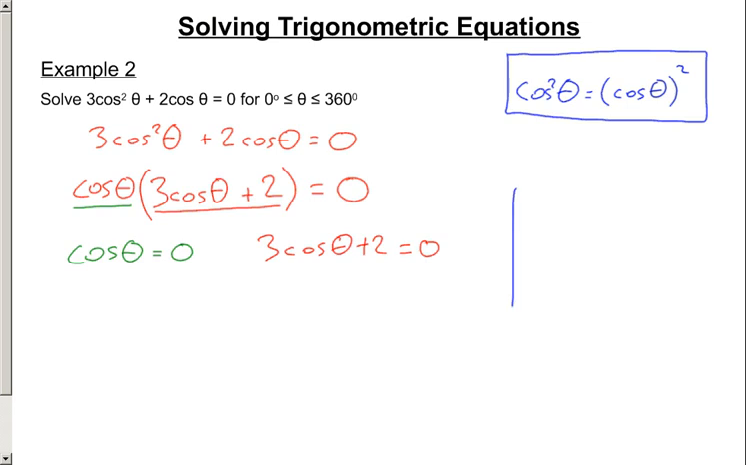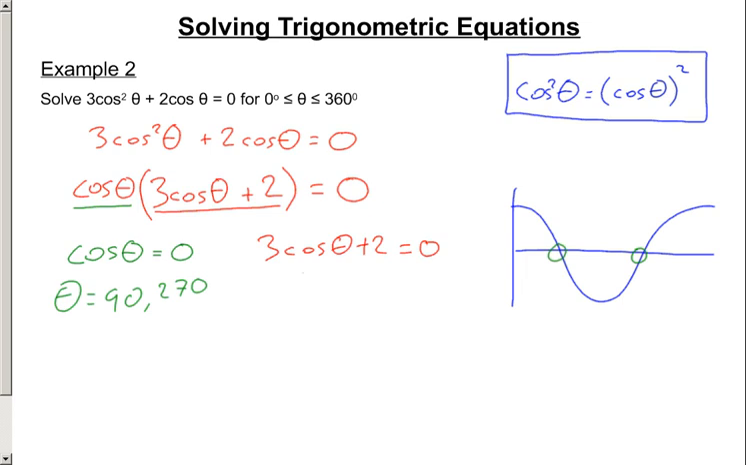And what I'm going to do is draw my graph of cos over here again. Quick sketch graph, we're going to use that a lot. When is that equal to 0? Well, that's equal to 0 here and here. So that's when theta is equal to 90 and 270. That was nice and easy.